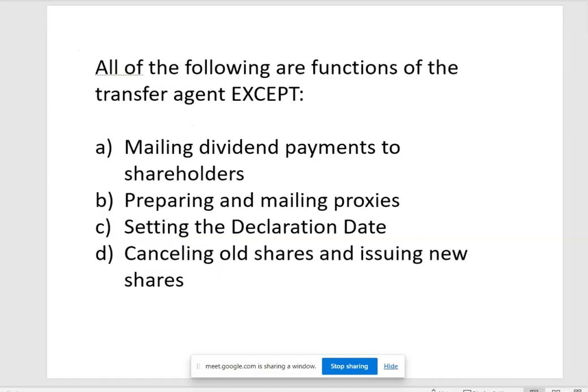All of the following are functions of the transfer agent except A, mailing dividend payments to shareholders, B, preparing and mailing proxies, C, setting the declaration date, D, canceling old and issuing new shares. What are your thoughts?